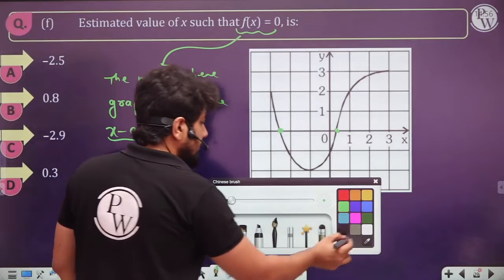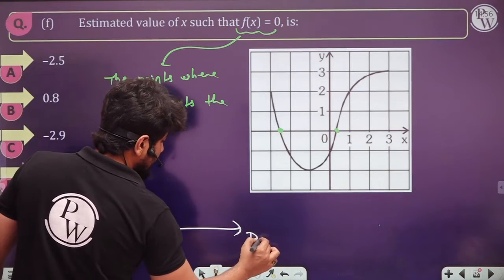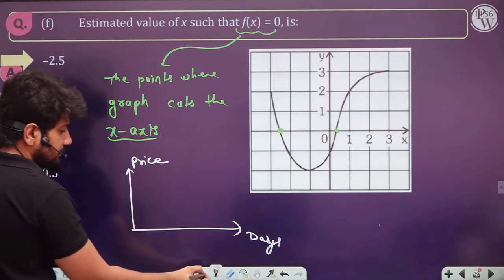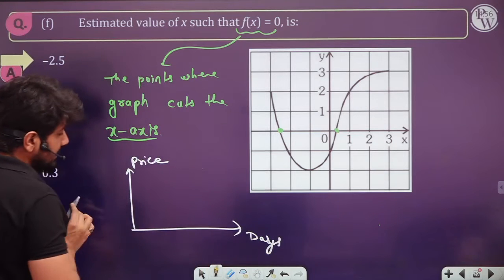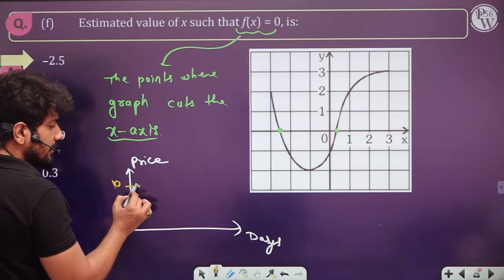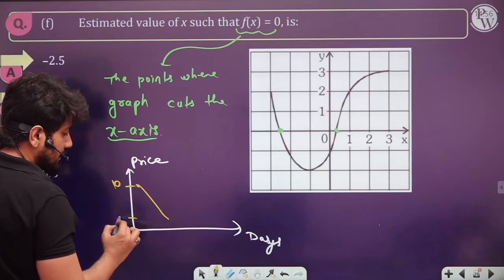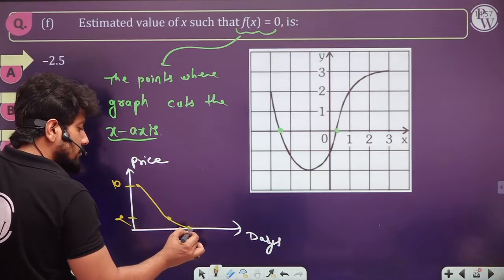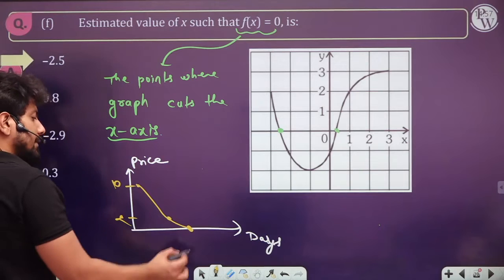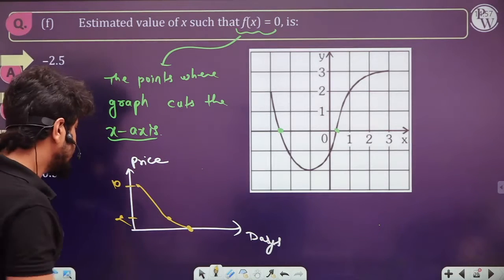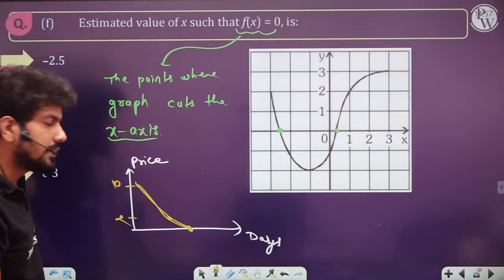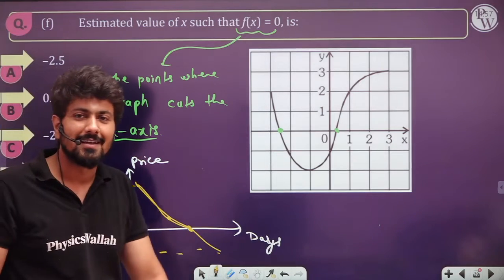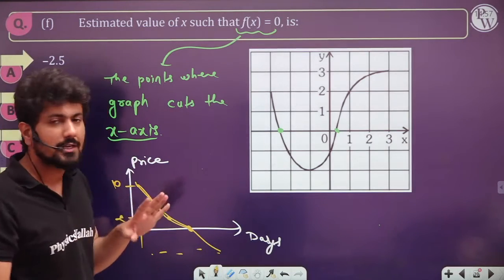For an example, let me show you, these are days and these are price, the price of a stock. Here you can say that the price is 10 rupees and then the price is going down. Now the price has become 2 rupees. When this graph cuts the x-axis, what will be the price in that case? The price will be 0 rupees. Right? When the graph cuts the x-axis, the price is 0 rupees. If the graph goes below the x-axis, what will be the price? The price will be negative. Although it never happens, it is just an example so that you are able to understand.